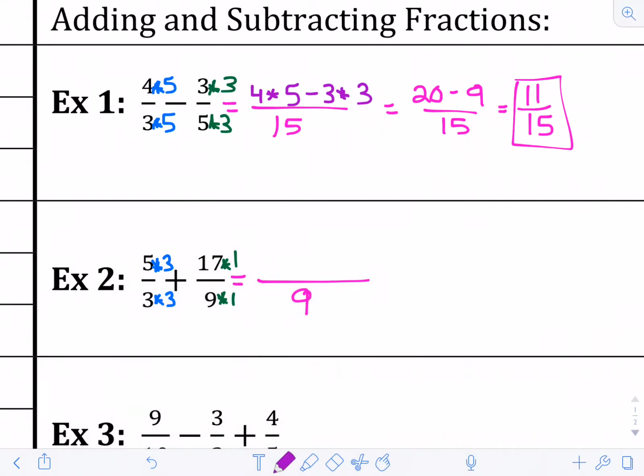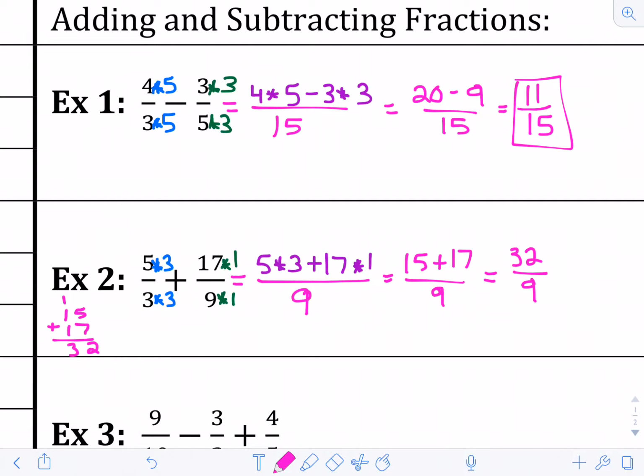So I'm going to go ahead and rewrite this. 5 times 3 plus 17 times 1. And so I'm going to go ahead and reduce this. So 5 times 3 is 15. 17 times 1 is 17, and I am dividing that by 9. Okay, if you need to, you're more than welcome to go off to the side and do your addition over here. 5 plus 7 is 12. Carry my 1, that's 32. So that's 32 over 9. The only number that goes into 9 is 3. 32 is not divisible by 3. And so 32 divided by 9 is my final answer.